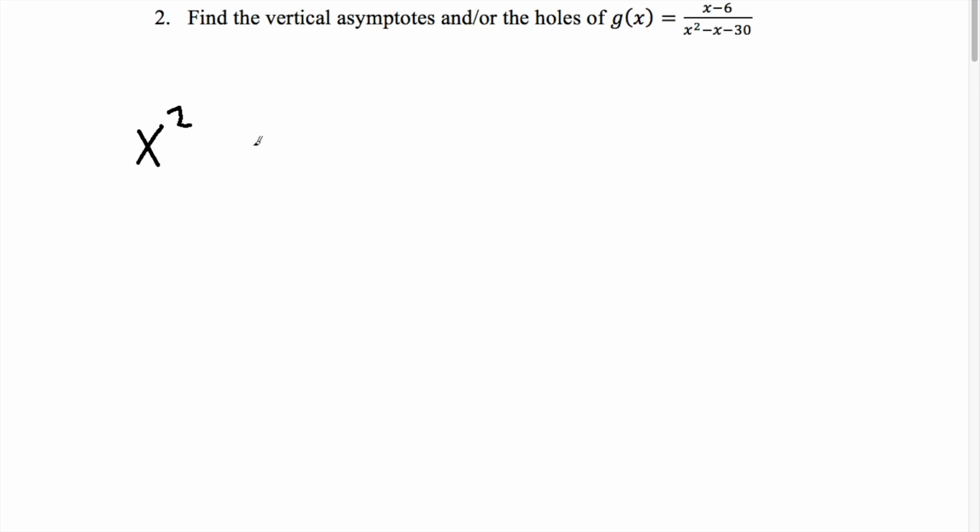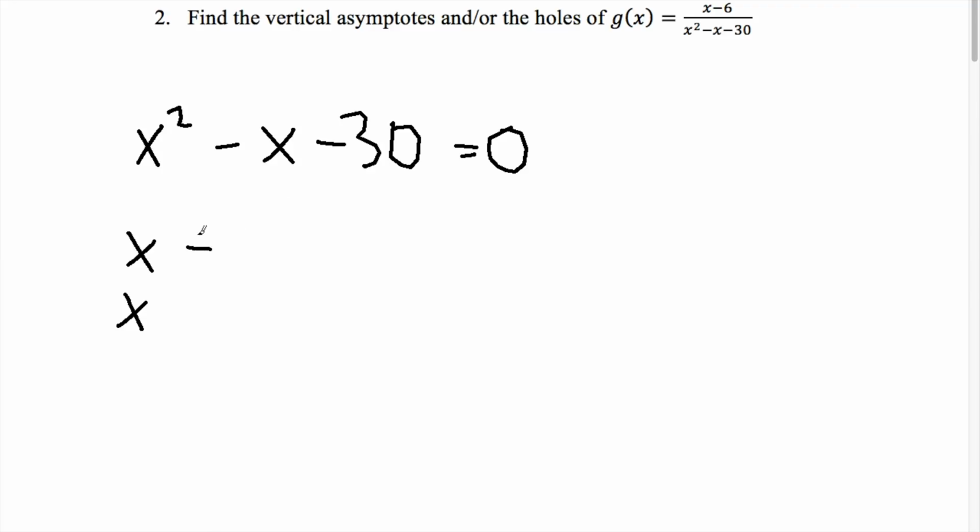So x squared minus x minus 30 is equal to 0. And this is a very easy problem because you can just factor, and you don't have to use the whole formula. So for this one, if you factor, you get x plus 5 and x minus 6, because minus 6 times 5 is minus 30, and minus 6 plus 5 is minus 1. So it works out.